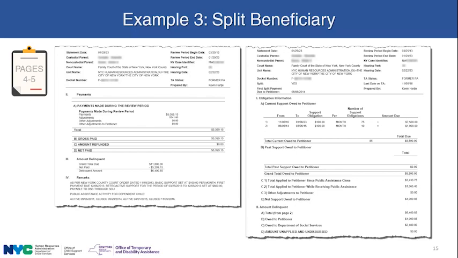So also on this 5th page, we see that the total current support, the total past support, and the grand total due that is owed to the CP is mentioned on this 5th page, as well as the allocation of the delinquent amount between the custodial parent and DSS.